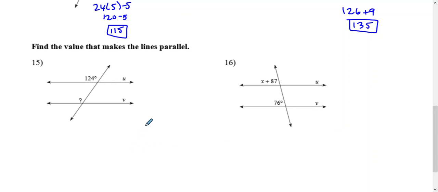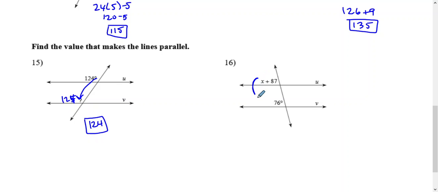Now to show that something is parallel, we're going to be using the converse of these theorems. In this case, we're going to be showing what value x would have to be for the lines to be parallel. So we'd see what relationship we have here, which is corresponding. They'd have to have the same measurement. So this value here would have to be 124, same as above, for those lines to be parallel.